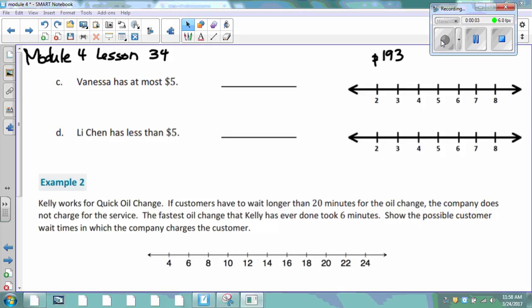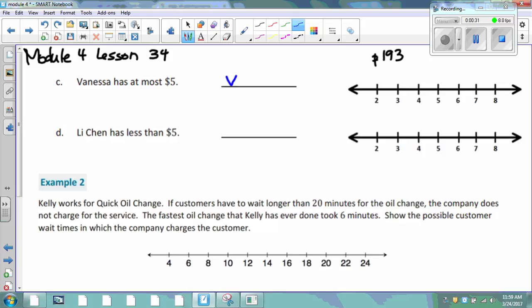Okay, so this video is to go over lesson 34 from module 4 on page 193. So if we take a look at the words, Vanessa has at most $5. At most $5. How can we write that as an inequality? She has at most $5. So let's say V is what? What symbols am I going to use?